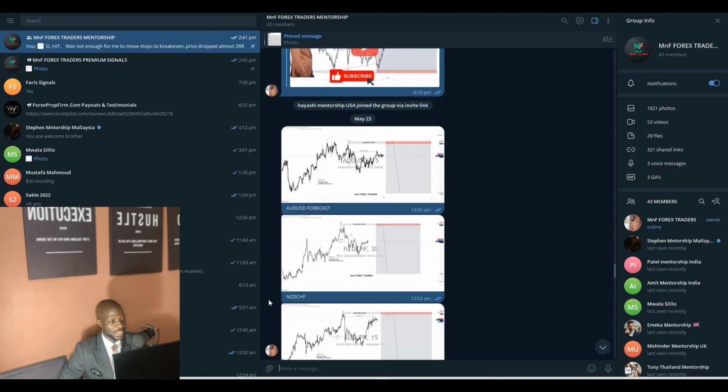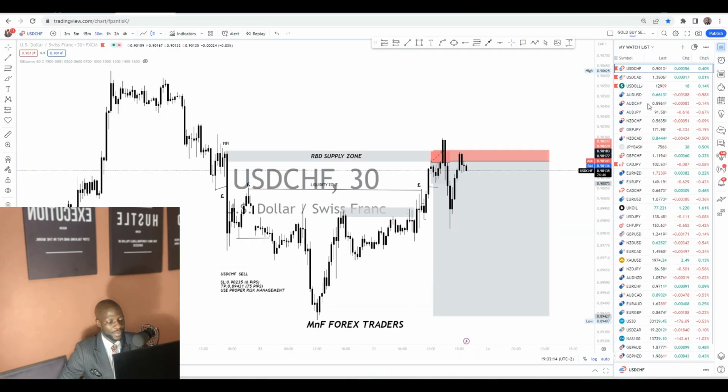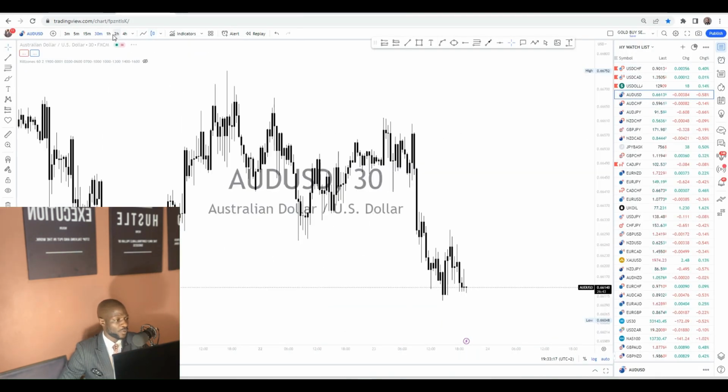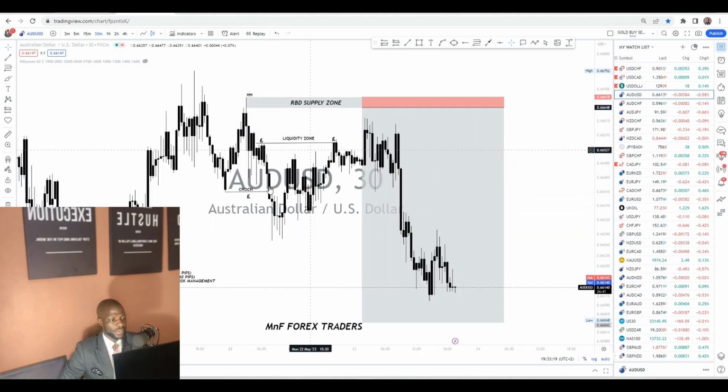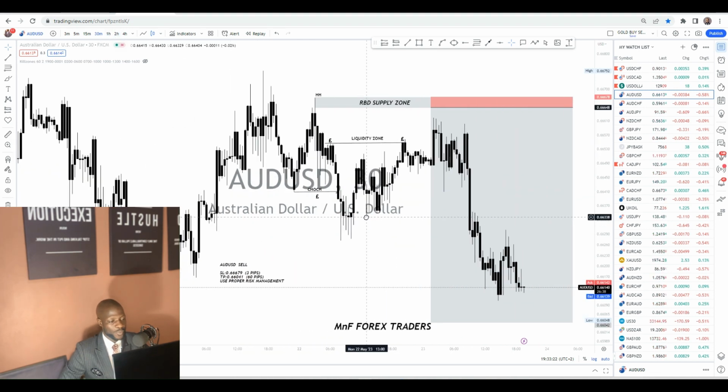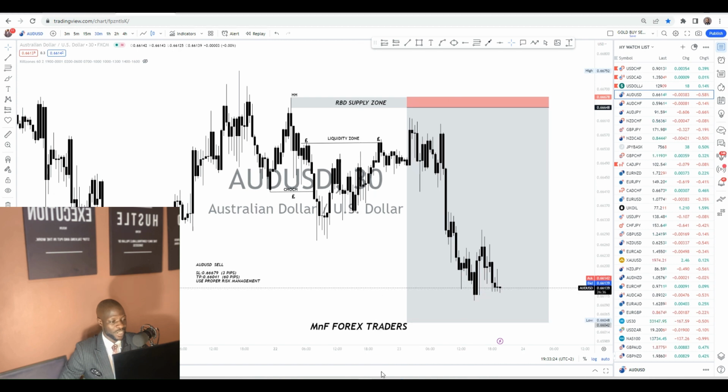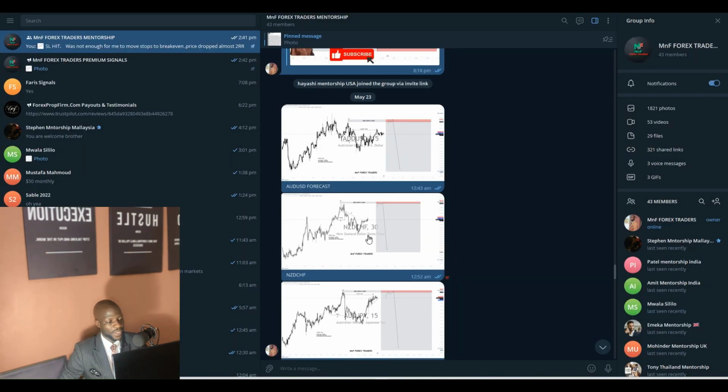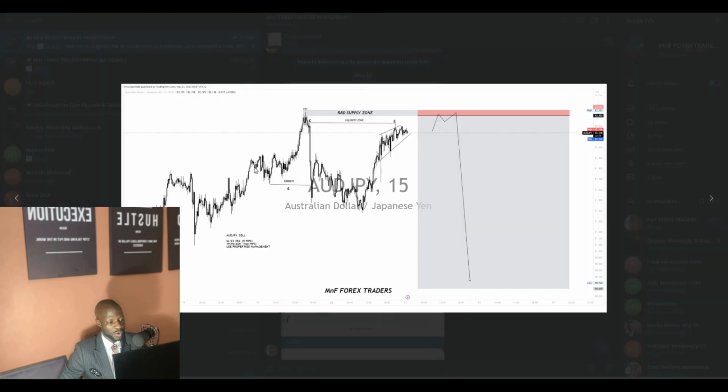So you can see that this is AUD USD. Let's see what happened on AUD USD. If you go on the AUD USD right here, you can see that this trade didn't quite come to our area, therefore we didn't take this particular trade. It just continued to drop right there. The next trade was NZD Swiss as well. This one didn't really come to our level.